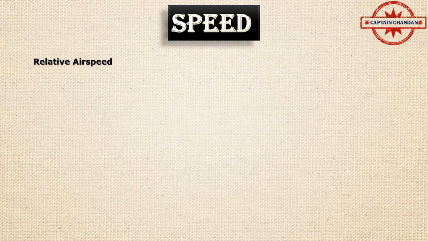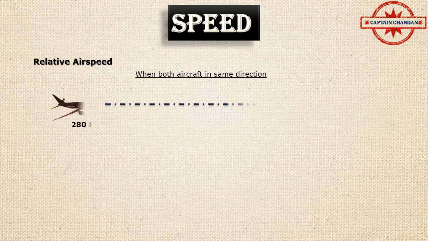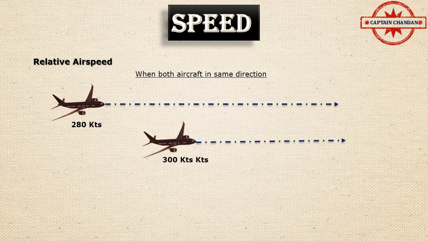So the third one, relative speed. Case 1. When both aircraft are in the same direction. One aircraft has 280 knots ground speed. The second aircraft has 300 knots ground speed. Both are flying in the same direction. So the relative speed will be 300 minus 280, that is 20 knots.